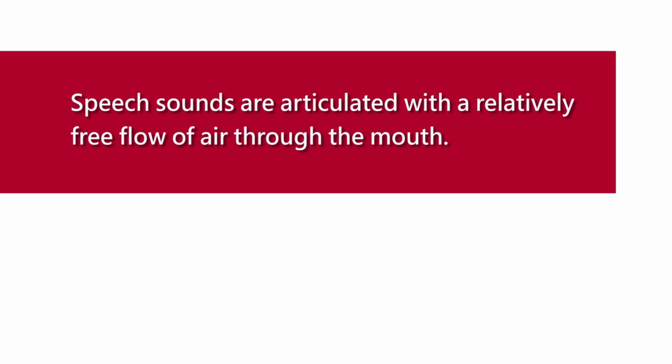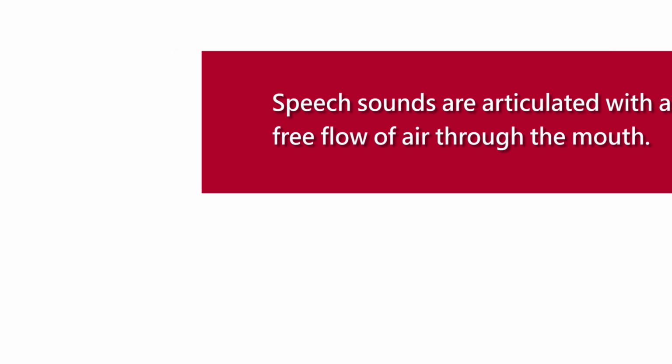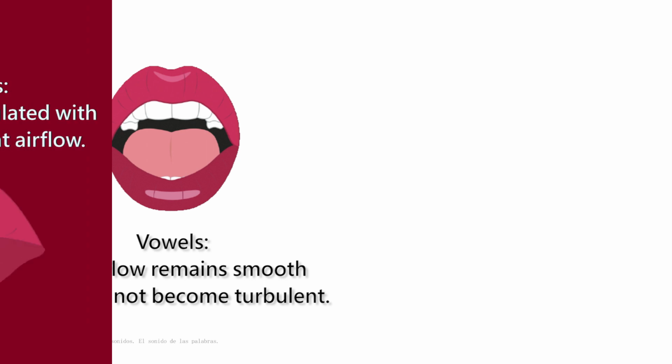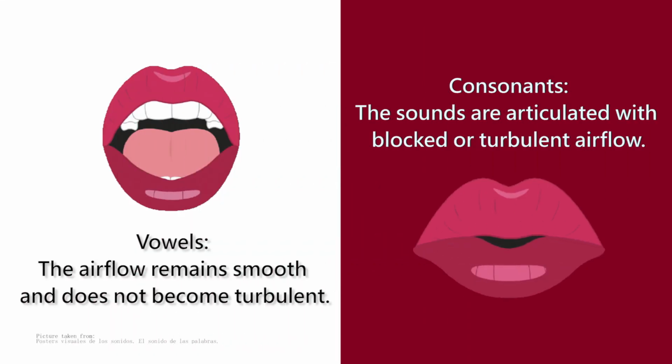According to this usage, speech sounds are articulated with a relatively free flow of air through the mouth. If the airflow remains smooth and does not become turbulent, one utters vowels. If one narrows the oral cavity by moving the tongue towards the roof of the mouth and perhaps using other articulators, airflow is likely to become turbulent or blocked altogether for a while before release. These are called consonants.